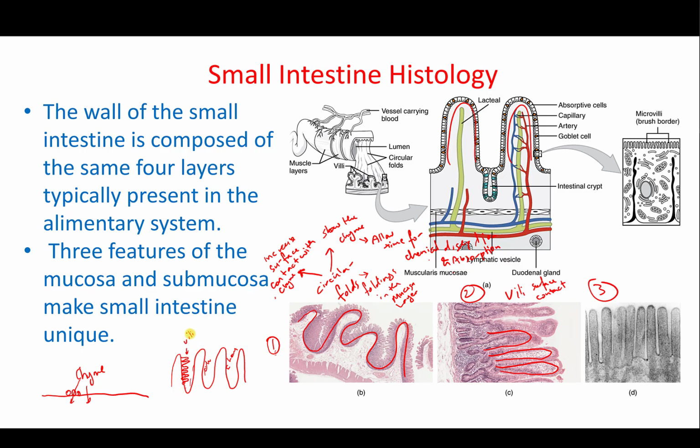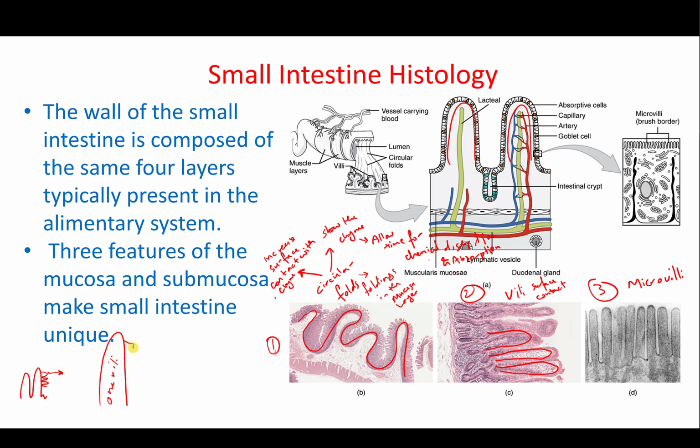Now the third modification is the microvilli. What do I mean by the microvilli? If I draw the circular fold, then inside we'll have the villi. So I'm going to draw one villus. On the surface of the villus, we have those cells. Those cells on their surface have the microvilli. Those are cellular extensions from the columnar cells. On their surface they have the microvilli, or sometimes we call them the brush border. What do they do? They also increase surface contact.